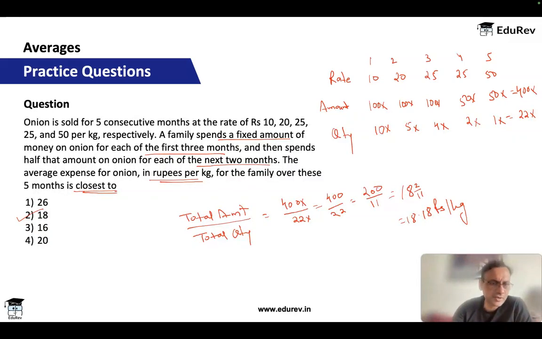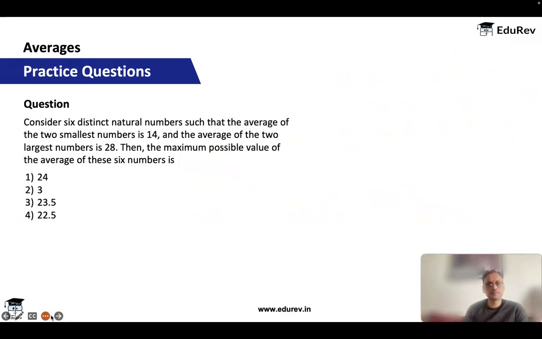Okay, so again, a simple question. Let's move on. Let's see this. Consider 6 distinct natural numbers such that the average of the two smallest numbers is 14. Okay, so let's say I have A less than B, less than C, less than D, less than E, less than F. I have these 6 numbers. The average of the two smallest numbers is 14.